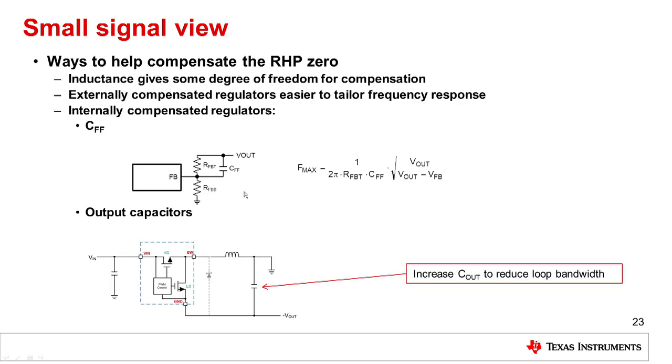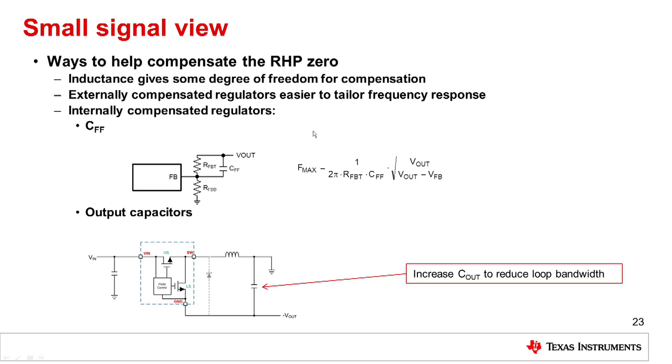A couple of other things that you can do to help mitigate the right half plane zero and just compensate in general. As I mentioned, the inductance gives you some degree of freedom. However, you have to be aware that the value of the power inductance affects the ripple, which affects your efficiency and some of your other parameters as well. So you don't have a lot of variability there. Again, externally compensated regulators are much easier to tailor the frequency response.